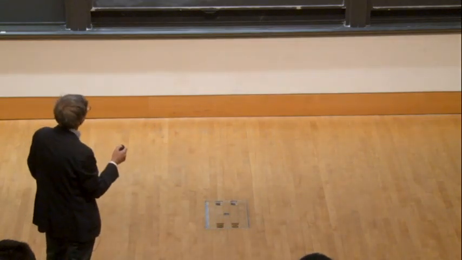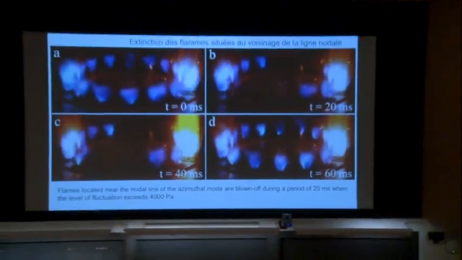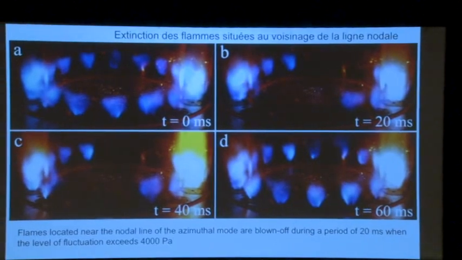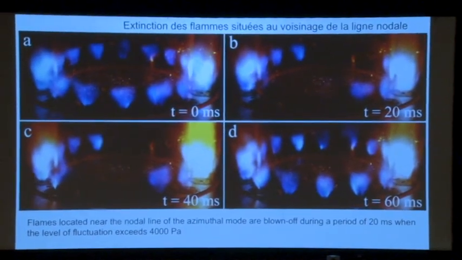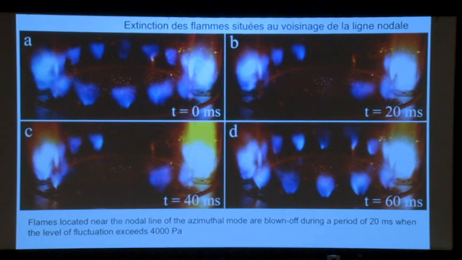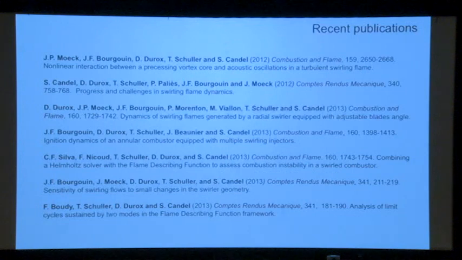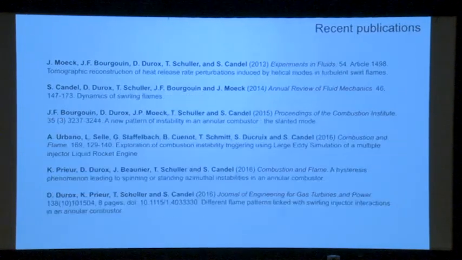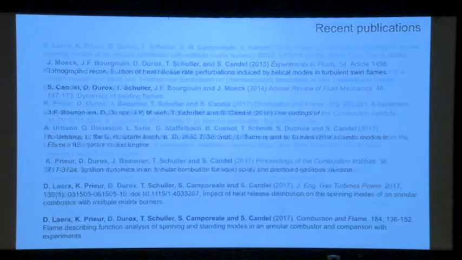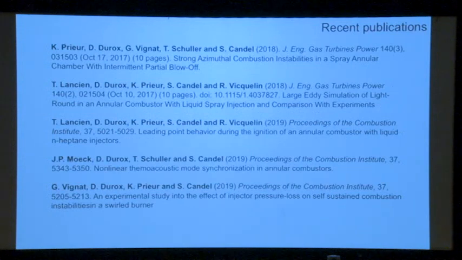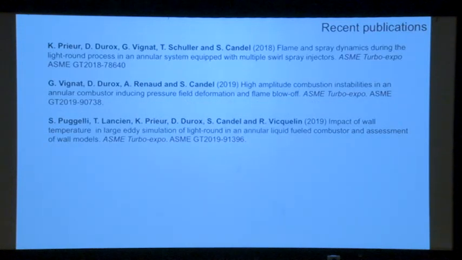So this shows it in color. You can see the flames here are blown out right here. And then they come back. After a while, the amplitude decreases and it starts again. All right, this gives you a list of our publications. So there was a lot of things to say, and it's all in these papers. This is just a very brief summary. Each of them is a new piece of work.